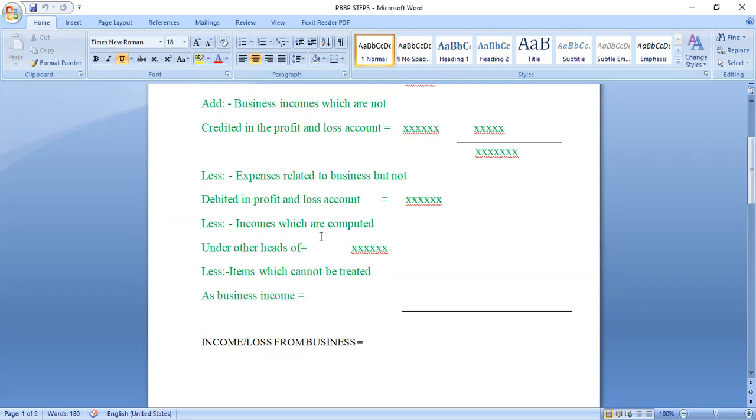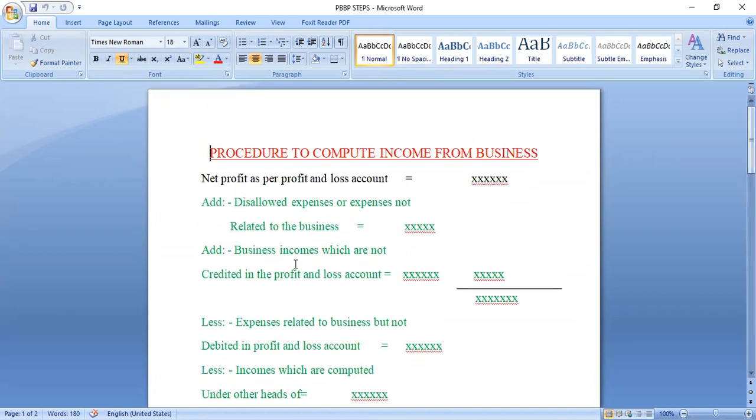Okay, then subtract those incomes which are computed under the other heads of income, like income from capital gain or income from other sources or income from house property. If those incomes are there, you should subtract those incomes also. Then subtract those incomes which cannot be considered as a business income, or may belong to personal income. So there are two add items. First is disallowed expenses. Second is business income which is not entered in P&L account.